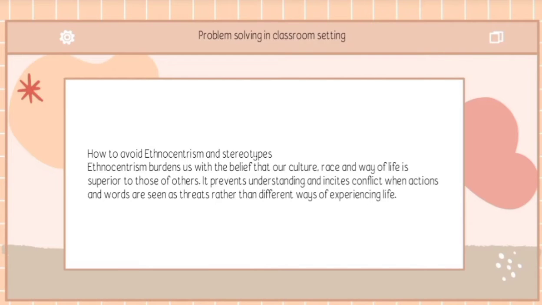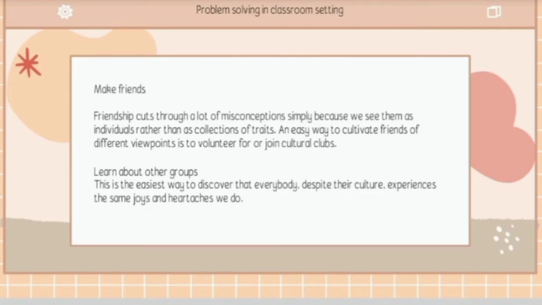The next problem solving is how to avoid ethnocentrism and stereotypes. Ethnocentrism burdens us with the belief that our culture, race, and way of life is superior to those of others. It prevents understanding and incites conflict when actions and words are seen as traits rather than different ways of experiencing life. Two ways to avoid ethnocentrism and stereotypes.